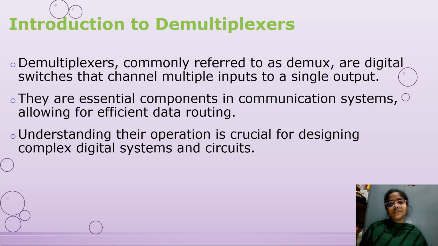First of all, introduction to demultiplexers. Demultiplexers, commonly referred to as DMUX, are digital switches that channel a single input to multiple outputs. They are essential components in communication systems, allowing for efficient data routing. And understanding their operation is crucial for designing complex digital systems and circuits. Nowadays, demultiplexers are widely used in different areas, and they are very useful in computer networks also.